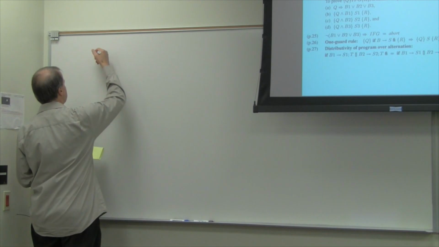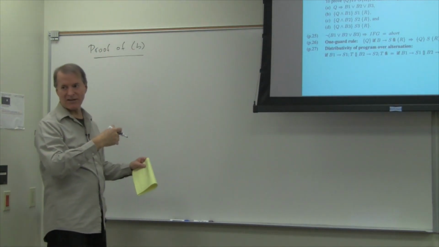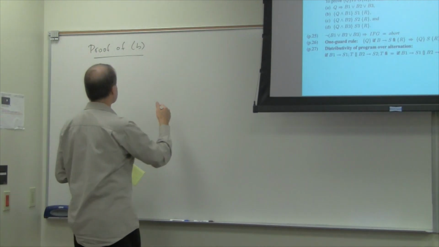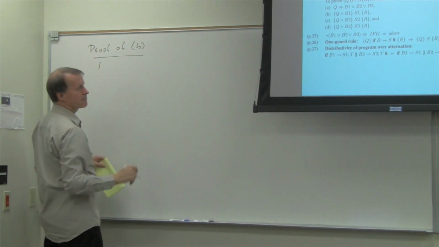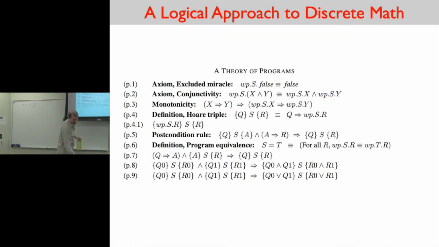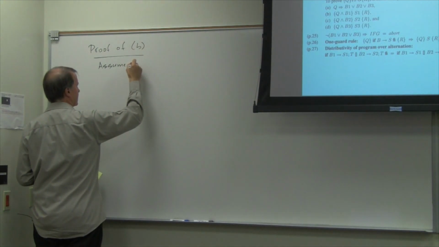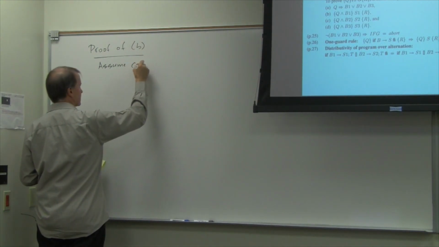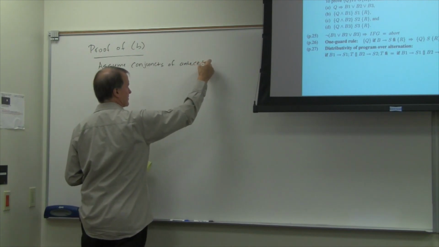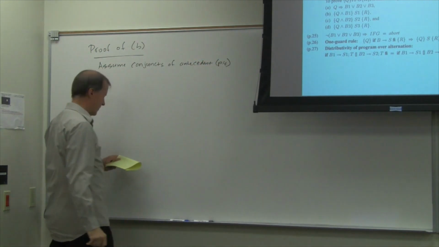So here's the proof of B. Because there's an implies, the technique we usually use is to assume the conjuncts of the antecedent. What was the definition of the Hoare triple? I think it's P4. Right, so assume conjuncts of antecedent using P.4.